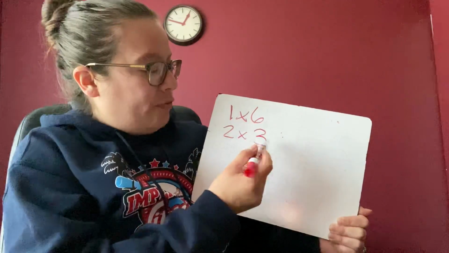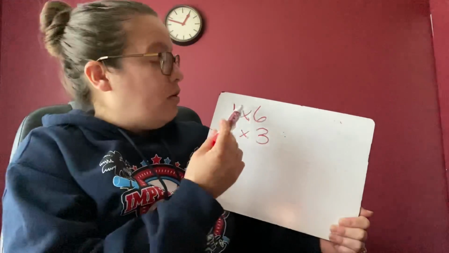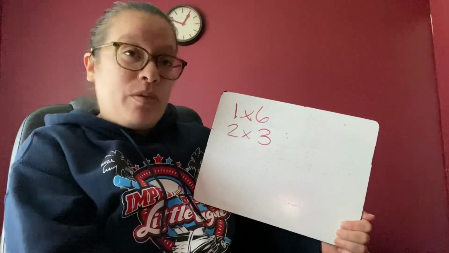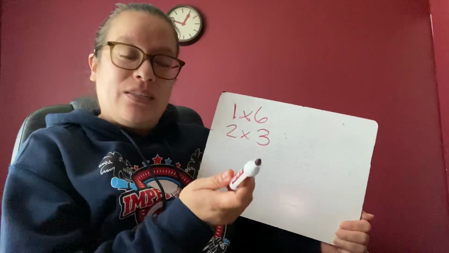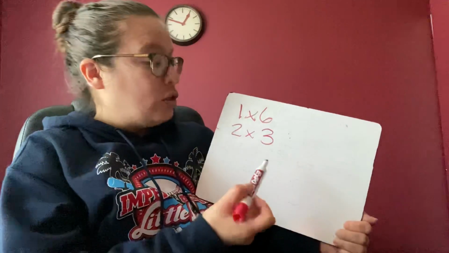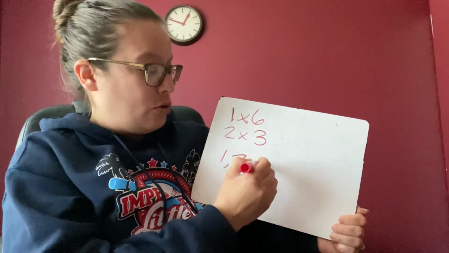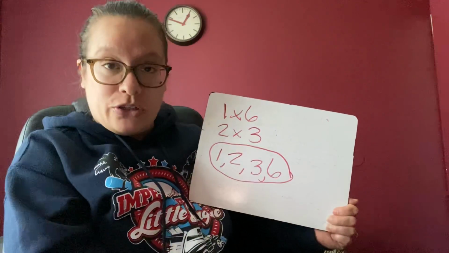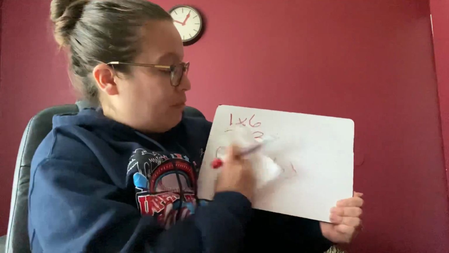What about 3? Well, we already have 3. 4, nope. 5, no. 6, we already have it. So all of these numbers are factors of 6. A factor is a number that when you multiply, it gives you that number. Now, the trick is when you write your factors down, it's best to put them in order. You start with 1, 2, 3, and 6. So these are the 4 factors of 6. 1, 2, 3, 6.